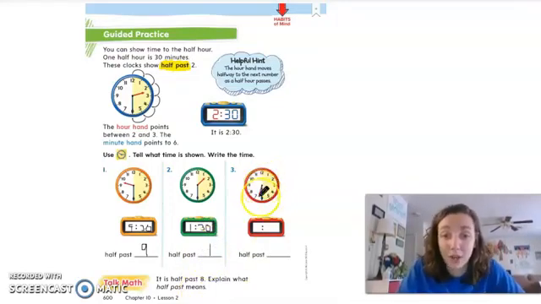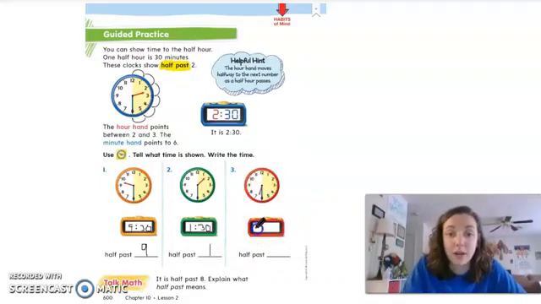Same thing. I'm going to look at that hour hand first. It's in between the 6 and the 7, so I know it's 6 something because it has not hit that 7 yet. So we're writing a 6. Okay. And then I look at my minute hand and I come around and I see that it's on that 6, so I know that it is 30.